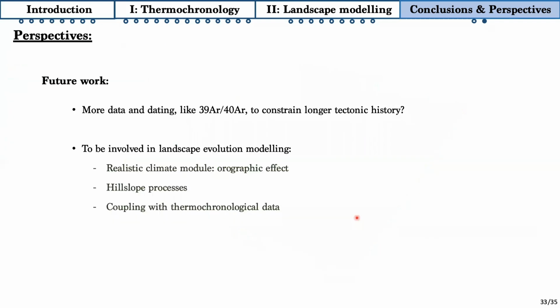Even though I have quite nice results, we still have a lot of work to do in the future. For example, we can have more data and dating, like argon, to constrain a longer tectonic history from Kawagebo, probably at least since the India-Asia collision. And also for the landscape evolution modeling part, we could involve a more realistic climatic model to better constrain the orographic effect. And we also could better explore all the hillslope processes during the landscape evolution.